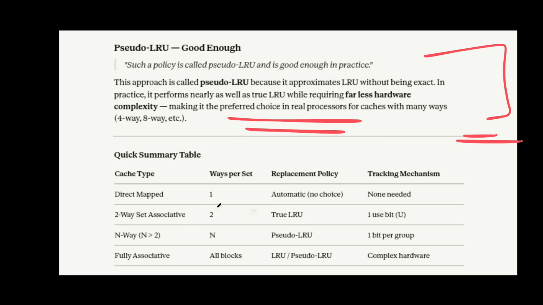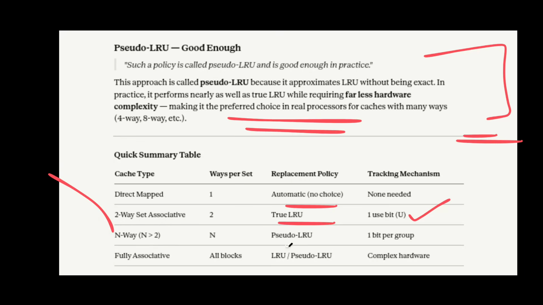So in direct mapping, these are just the replacement policies that can be used. In direct mapping, there are no choices. Two-way set associative can use the true LRU method. One use bit is used here. Now n-way, where the value of n can be very large, so we use the pseudo-LRU method.